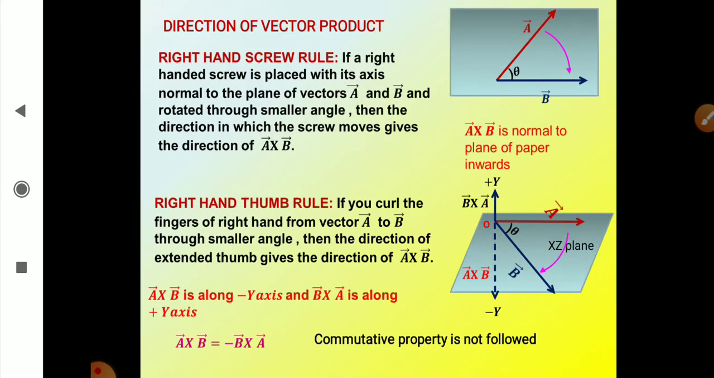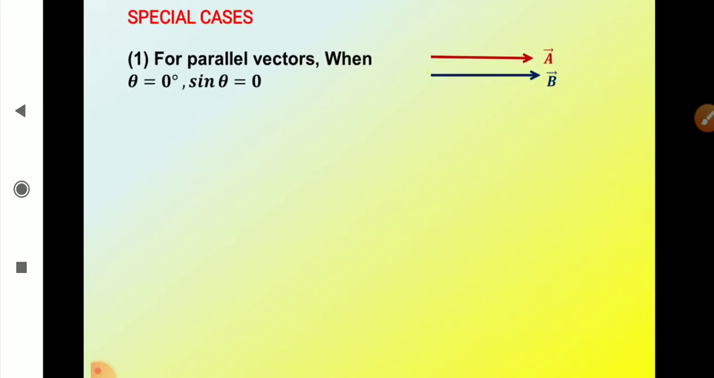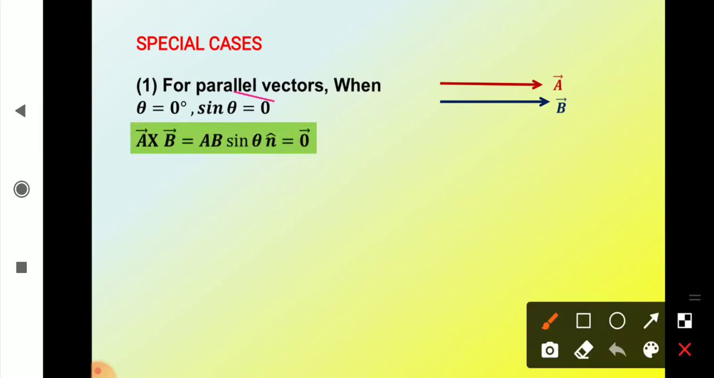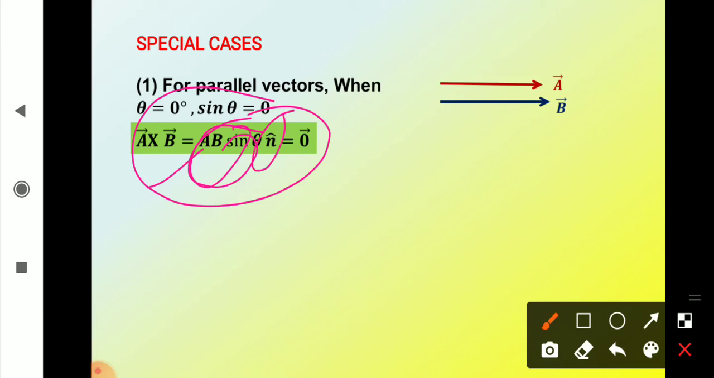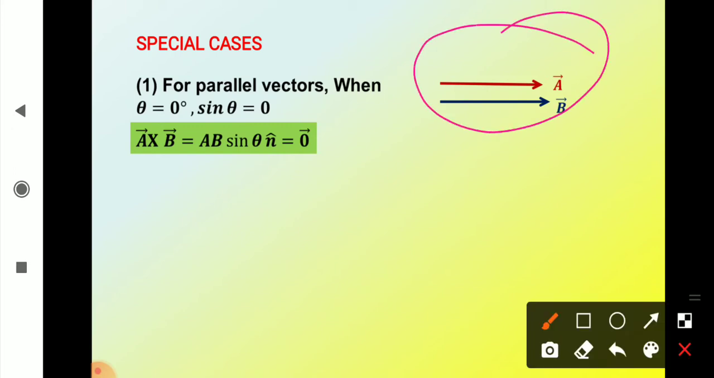So this is a very, very important concept. Okay, so now special cases here. For parallel vectors, when theta is 0, sin theta is 0, and the magnitude of A cross B, which is AB sin theta, becomes 0 और unit vector है आपके पास. So a vector with 0 magnitude is a 0 vector. So you get a 0 vector. So A cross B is a 0 vector for parallel vectors.